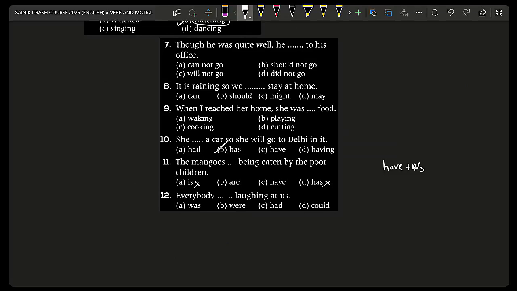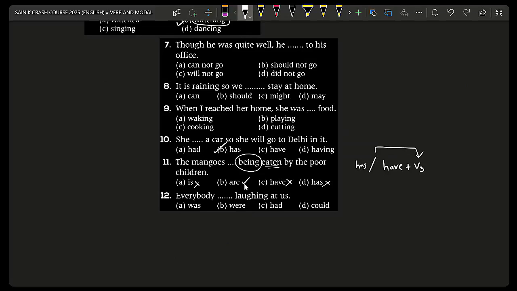So Pranay, you must revise the tenses chapter and tell me all the structures. Whenever we have has or have in present perfect form, has or have will be followed by V3. But here, being is there directly. If eaten is there, then we can use have eaten, but it is being eaten. Have is also gone. Only are is suitable here. The mangoes are being eaten by the poor children, right?